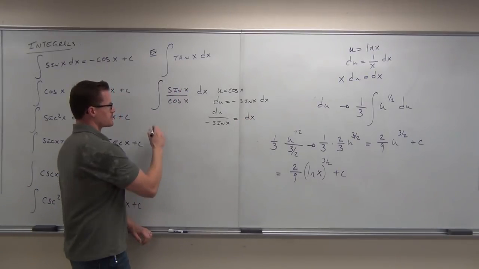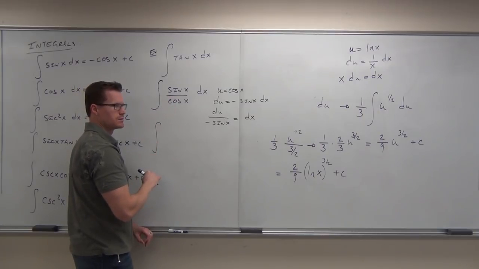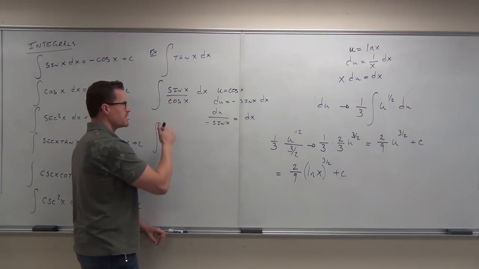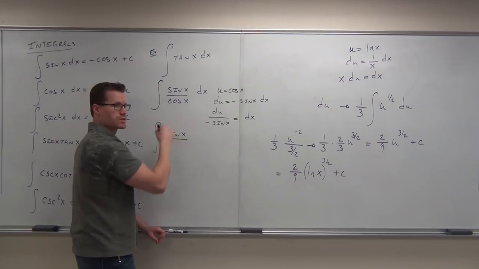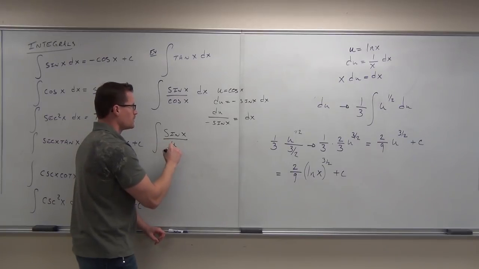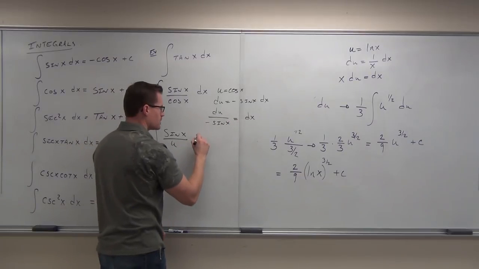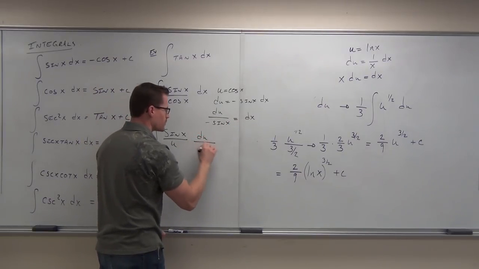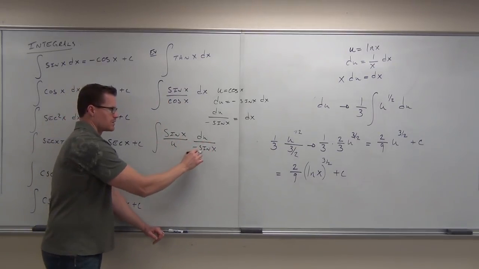Let's see what this does. Do we still have a sine? Well, it depends on how you do the integral. For me, yes, I still do, because I like to do this. Do we still have a cosine? No, wait, no. What's our u? Cosine. Do we still have a dx? No, dx for me is du over negative sine x. Our sines are gone.